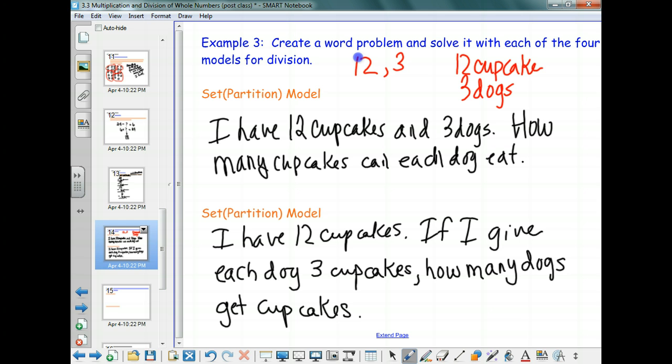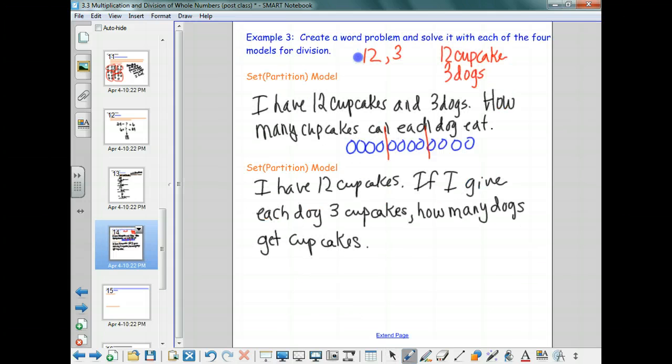All right, and you can picture this, right? So I've got my 12 cupcakes here. And I've got 3 dogs, which would be breaking this apart into 3 groups. So it would split here and here. But if I have my 12 cupcakes and I split them in the second way, what am I doing? Groups of 3. Right.